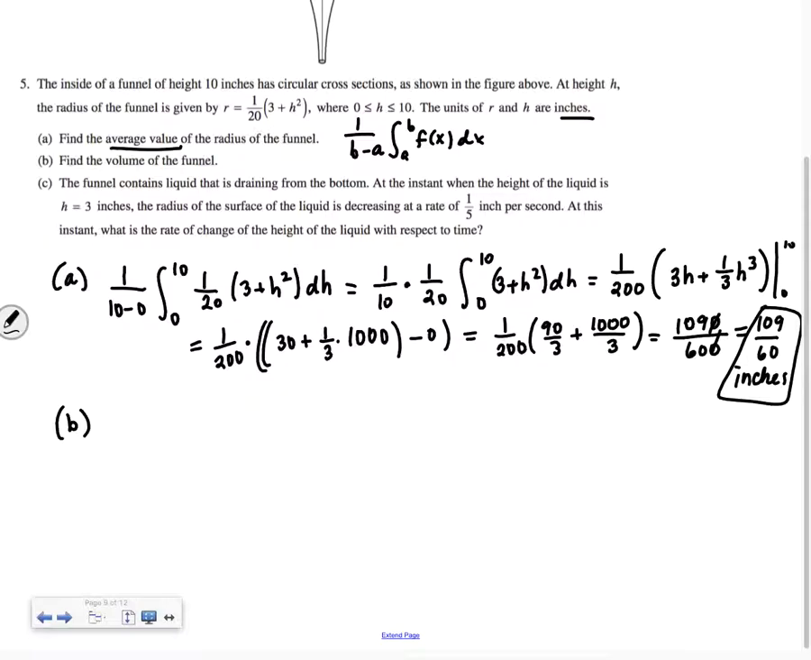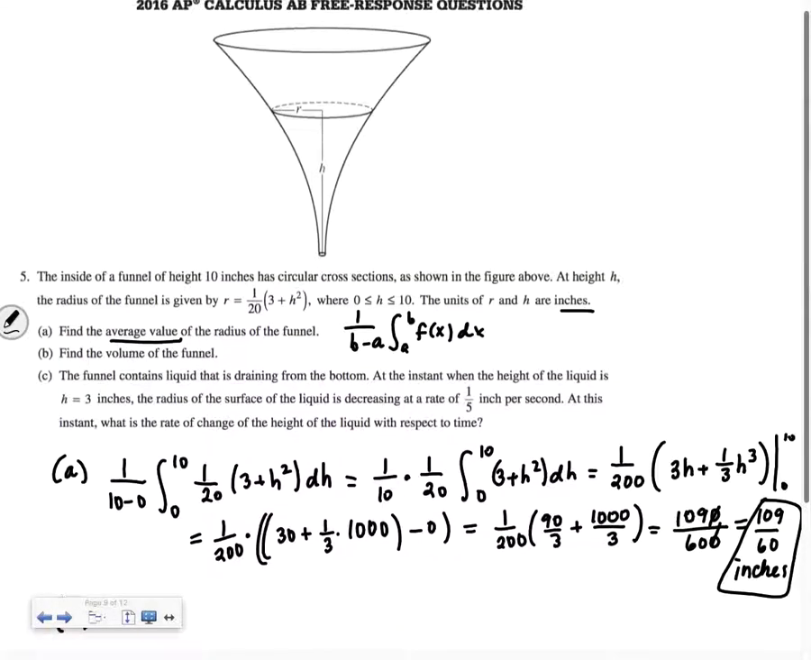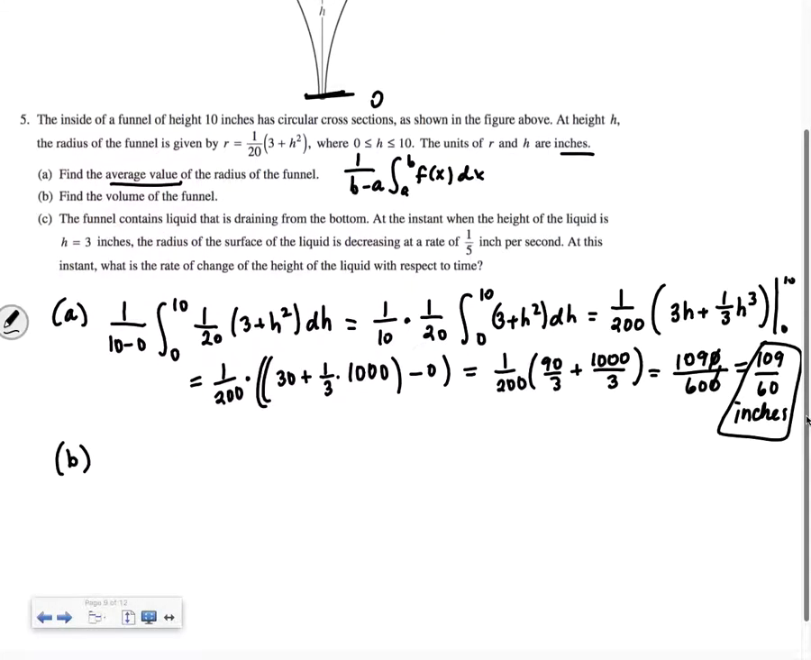All right, part B. Find the volume of the funnel. When we find the volume of the funnel, we have circular cross sections, and we're basically just using our knowledge of volume. We're going to find the areas of all of these circles, and we're going to integrate from a height of 0 to a height of 10. So we're going to integrate, and we're going to have pi r squared for the area of each cross section. Well, we were given r, right? So it's 1/20, and then we have 3 plus h squared, and we square it. And this is from 0 to 10.